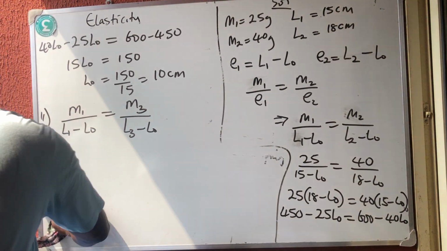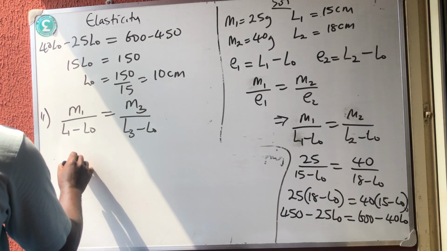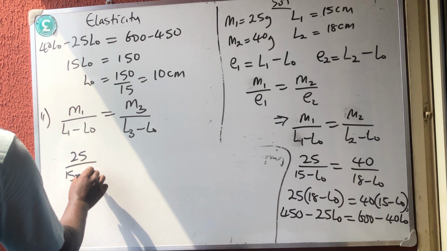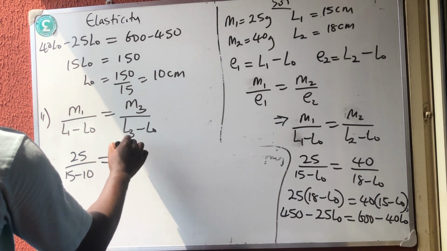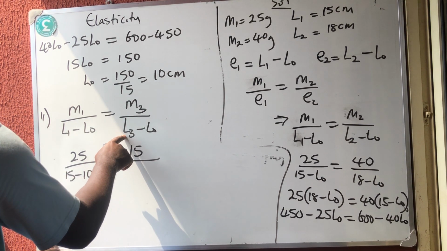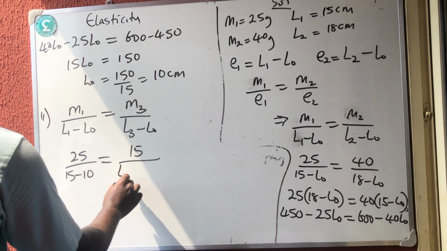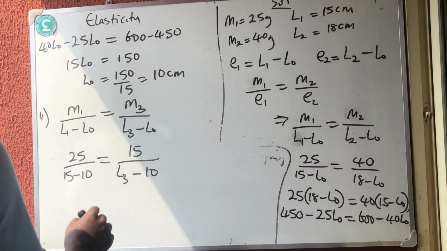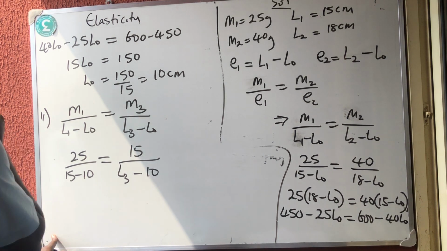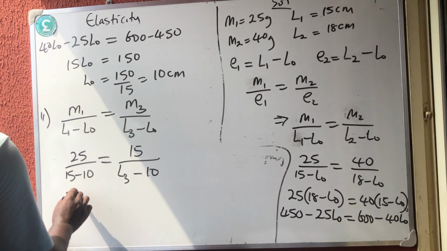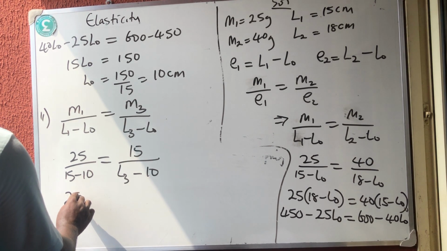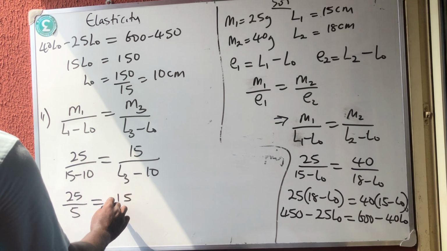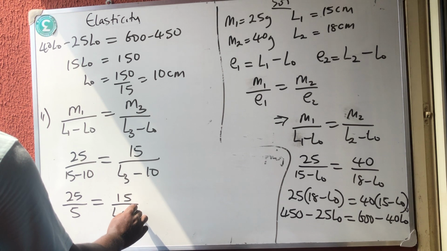So what do we have now? This is 15, okay? So I'm going to say the same M1, which is 25, over L1 is 15 minus 10, is equal to 15, they gave us as M3, over the L3 there. We are looking for L3, the total length, minus 10. So we can still cross multiply. 25 over this minus this is giving me 5, is equal to 15 over L3 minus 10.